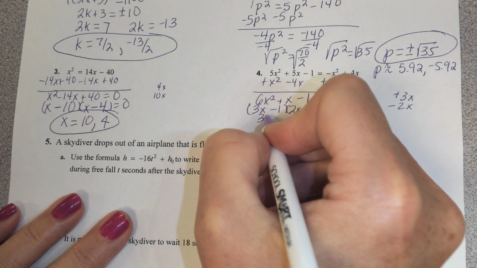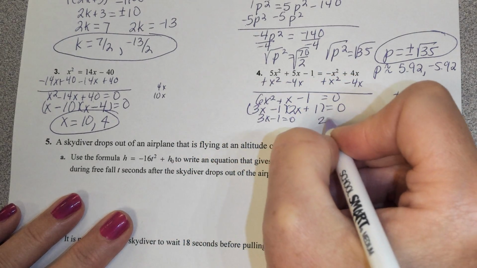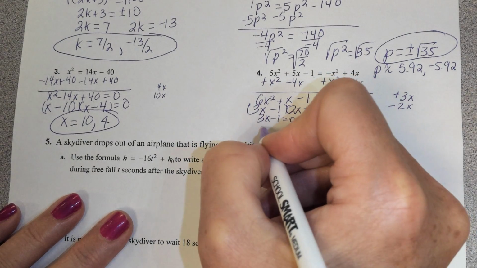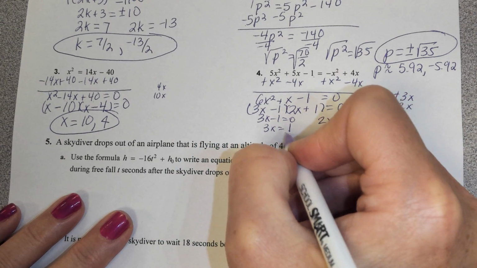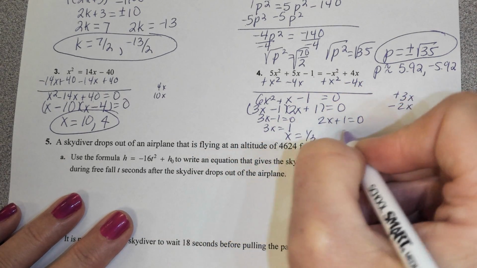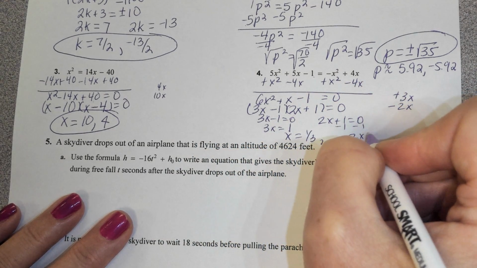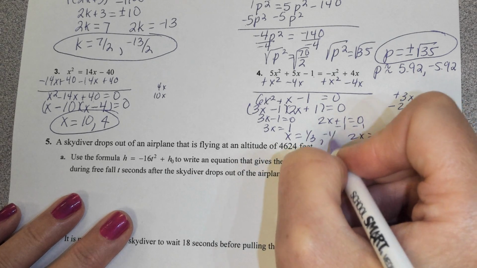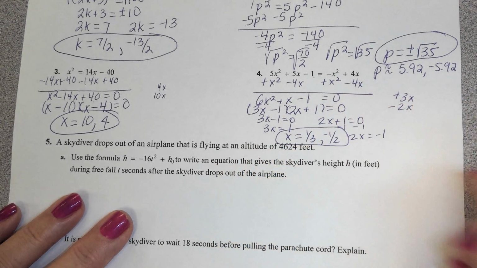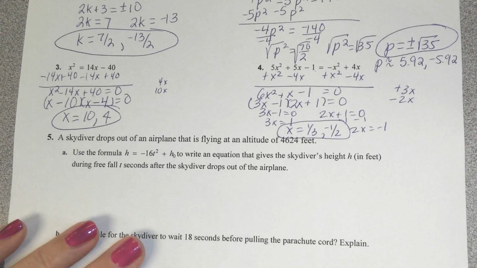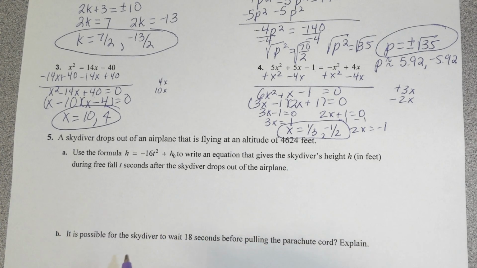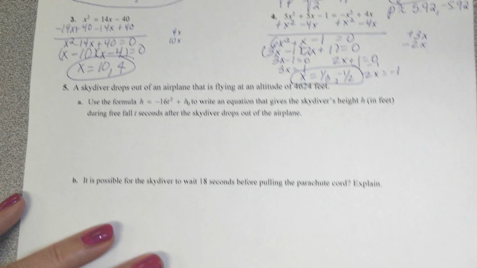And so now I have to solve this. I'm going to have 3x equals 1, so x is going to be 1/3. Subtract 1: 2x is negative 1, and x is negative 1/2. Those are going to be my two solutions. If that went too fast, go back and try it on your own and slow it down a little bit.